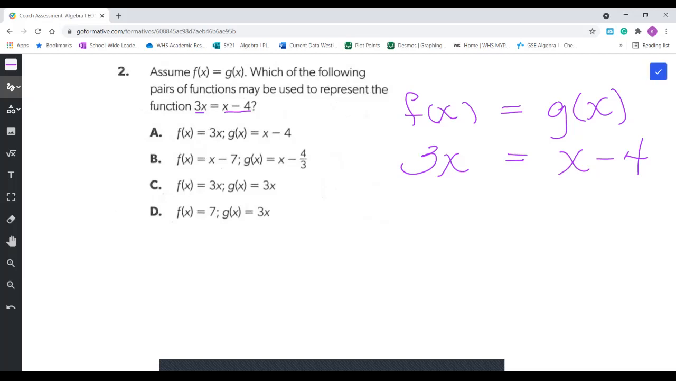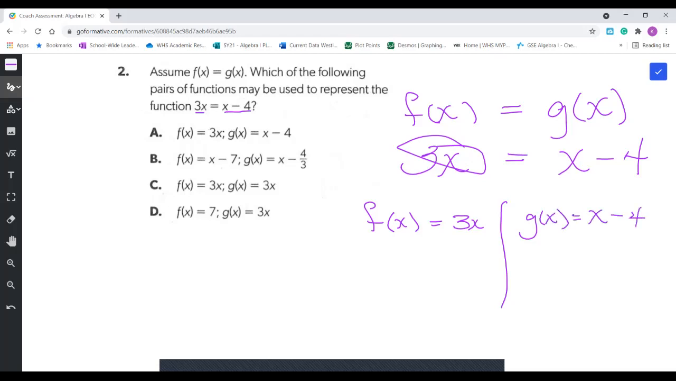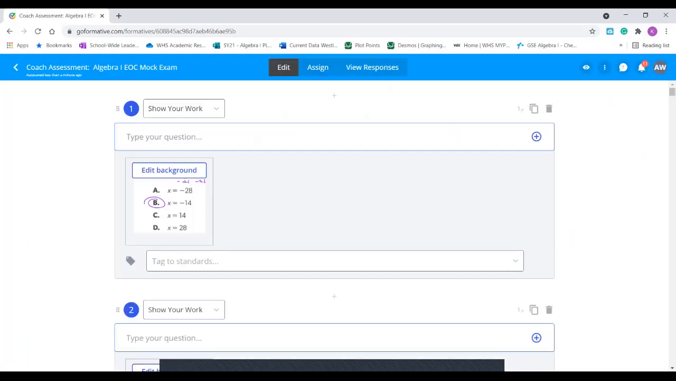Young people, what is in the position of f of x? Okay, 3x. So I would venture to say that f of x is equal to 3x. And what value is in the same position as g of x? Well, that's x minus 4. So I would venture to say that g of x is equal to x minus 4. Okay, so the best answer in this situation will be answer choice A. All right, number 3.